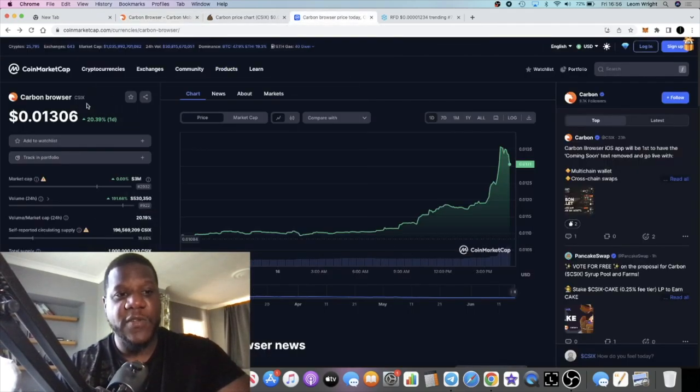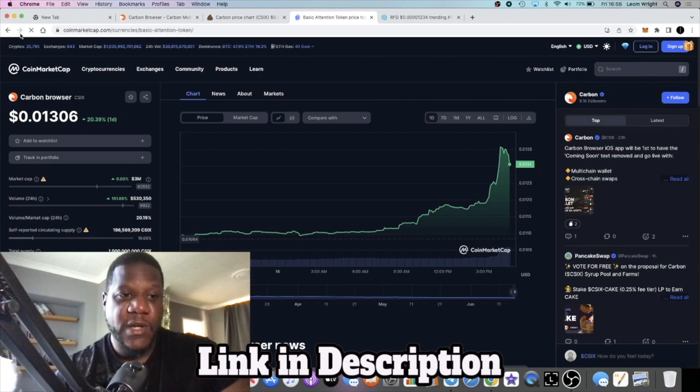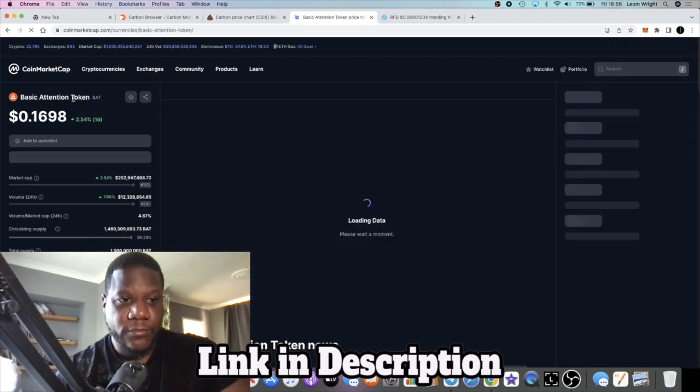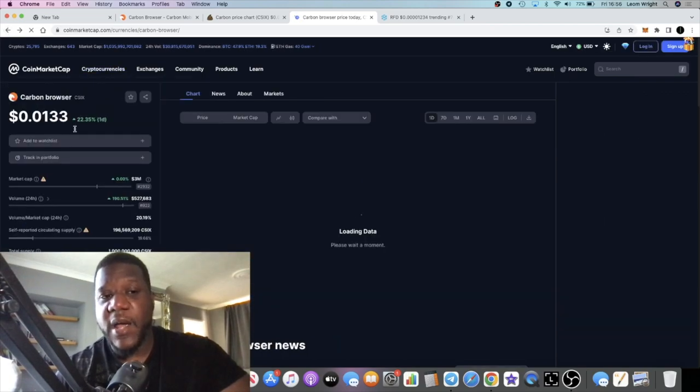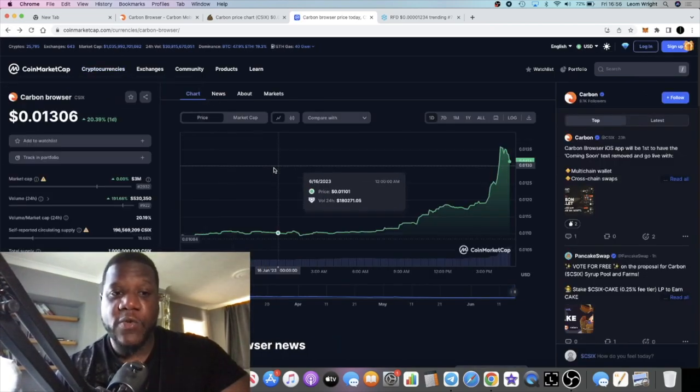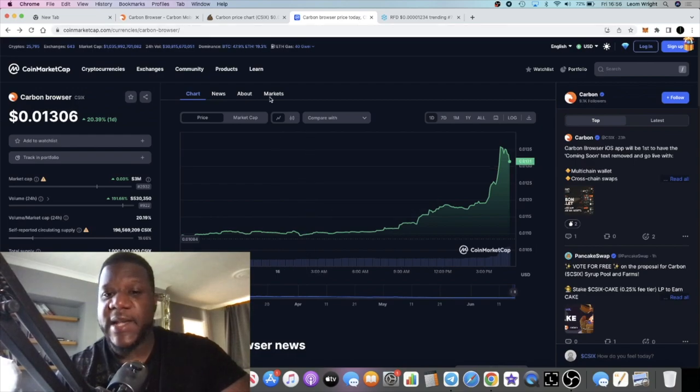You can get a bunch of tokens for cheap. It's literally under 2 cents, and a lot of people are going to look at that, and that's going to make it attractive to buy for them. Let's just look at the price for BAT. That is 16 cents. Carbon is just under, almost coming down to 1 cent. It has had a little pump over the last 24 hours.